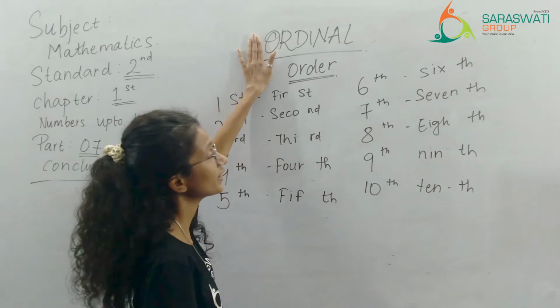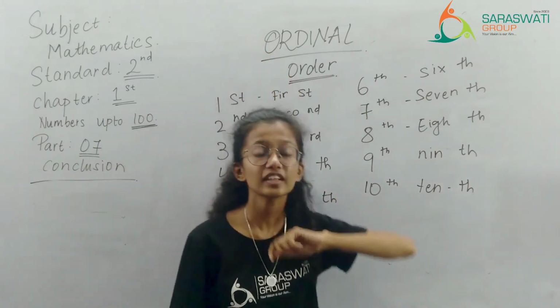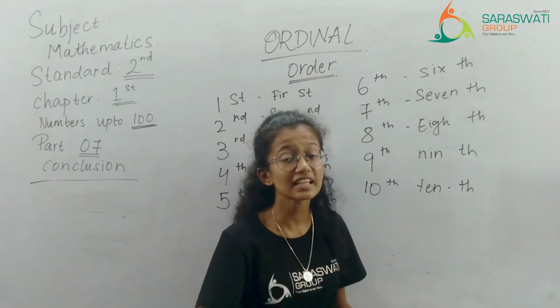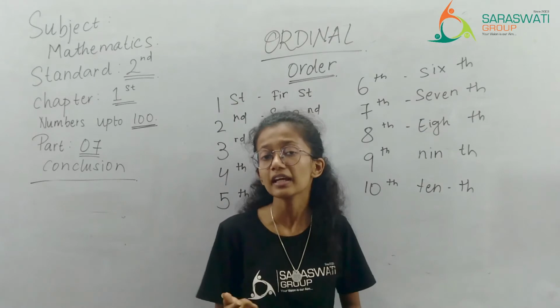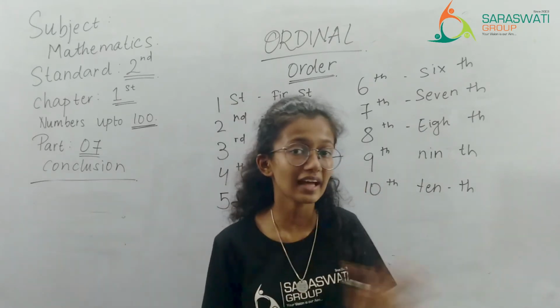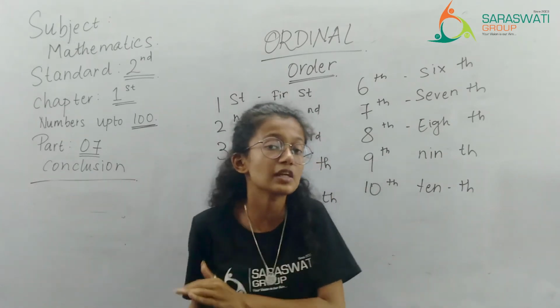Ordinal number, ordinal word is from order. Order. Now it is not the order which we give to someone. If I am asking you to do something, that is order. I am giving you an order. They are not talking about that order. Here they are talking about the order, the sequence.